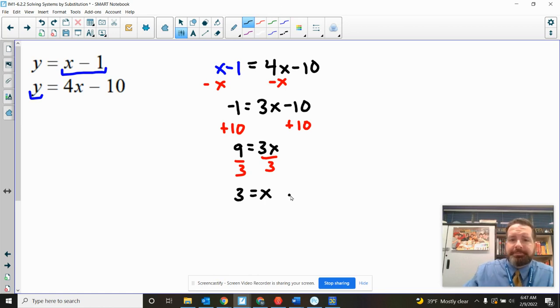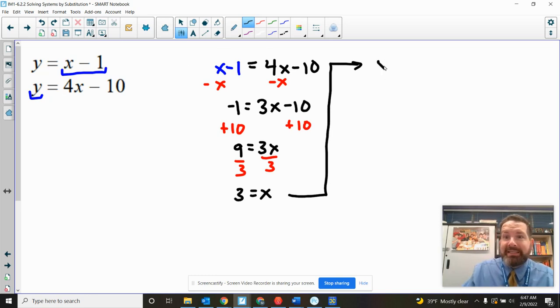To finish, once you've got your first variable, when you got a number for that x, go to one of these equations. Put that number in for the x, see what the y ends up being. Just going to use the top equation. I think x is the number 3. So x minus 1 is just 3 minus 1, which is 2.